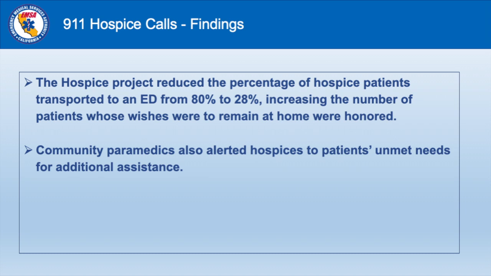And then the community paramedic was not making that decision alone. They were, again, alerting the hospice nurses, who would arrive on scene, but not as quickly as a community paramedic could, liaison with the family. And the community paramedic was also able to talk to and assist with unmet needs of the hospice.